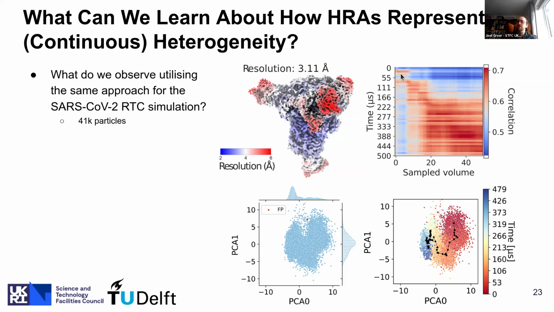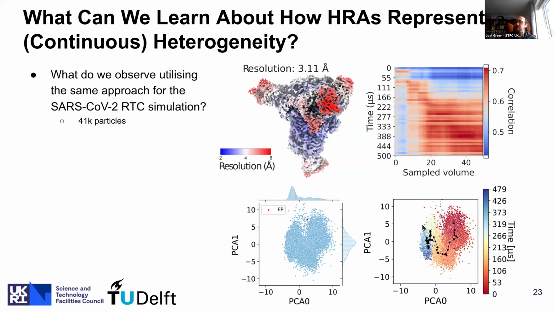these maps and models according to essentially how close they are in time in the MD simulation. But once we get to this more densely populated region of the latent space, we start to see higher correlations between the decoded volumes and the atomic models.